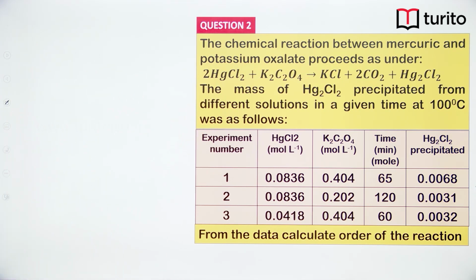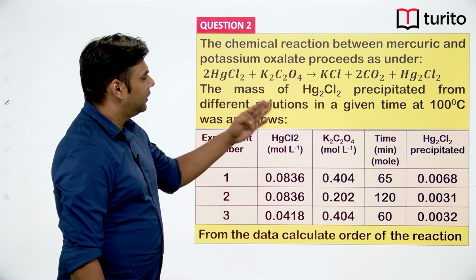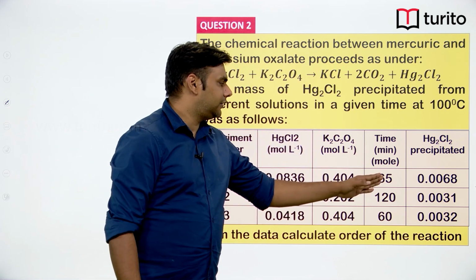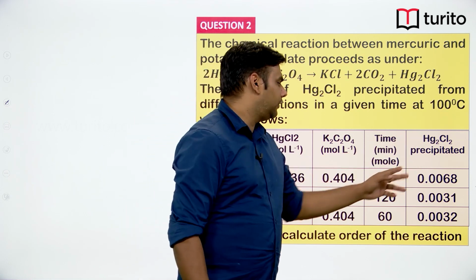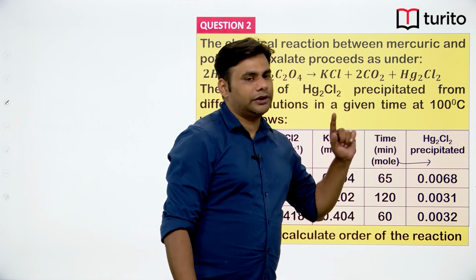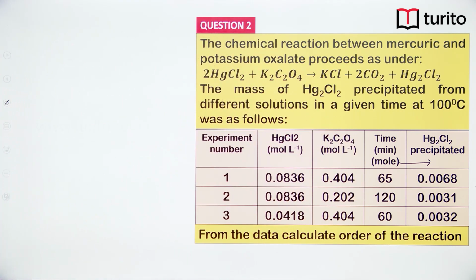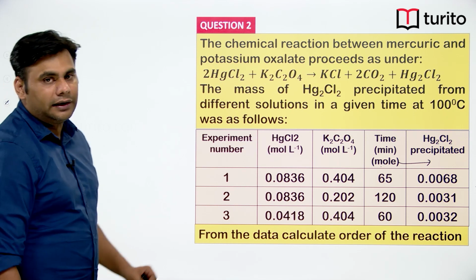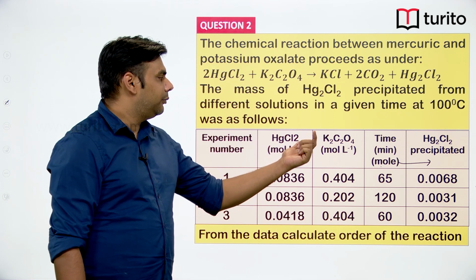Okay, take 3-4 minutes. Basically a reaction has been given to you between mercuric chloride and potassium oxalate. Okay, the mass of Hg2Cl2 precipitated from different solutions in a given time at 100 degrees Celsius was as follows. So initially the concentration of HgCl2 was this, K2C2O4 was this, and after 65 minutes the moles of Hg2Cl2 precipitated was 0.0068. Okay, so basically we have not been given rate. We have been given moles precipitated and time.